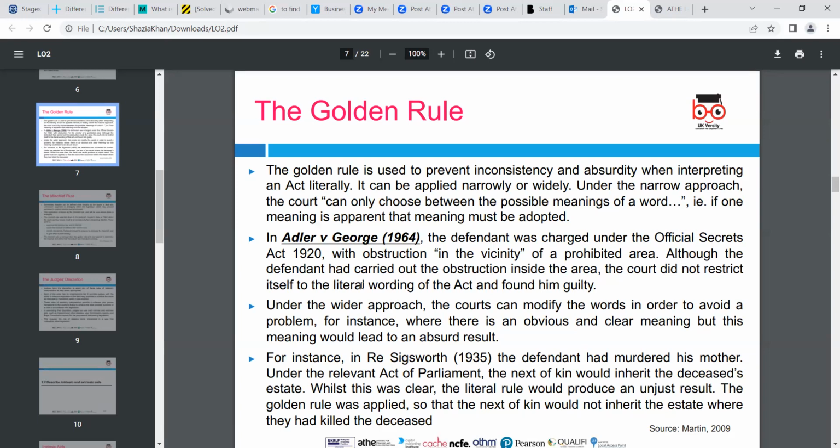For instance, in the case of Re Sigsworth, 1935, the defendant had murdered his mother. Under the relevant Act of Parliament, the next of kin would inherit the deceased's estate. Whilst this was clear, the literal rule would produce an unjust result. The golden rule was applied so that the next of kin would not inherit the estate where they had killed the deceased.